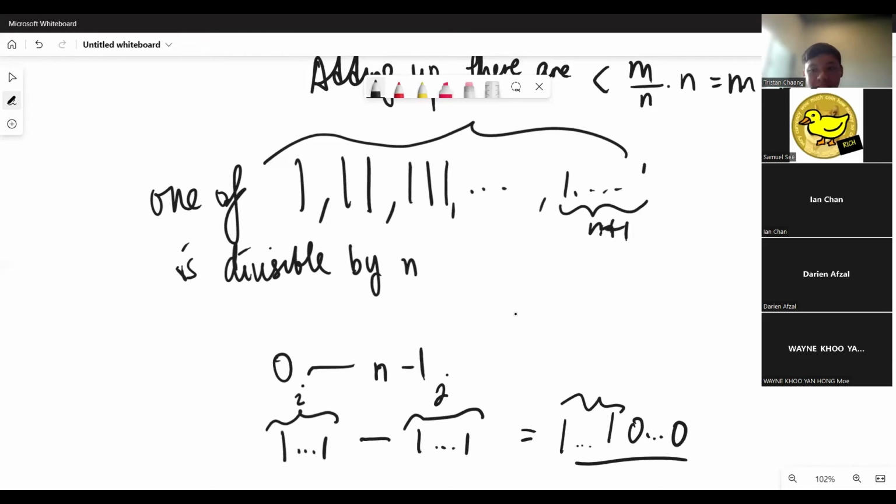But n has no factors whatsoever related to 2 or 5. So we can just divide by 10. Doesn't matter, because n is not divisible by 2 and 5. So this remaining number must be divisible by n. And that's the proof.